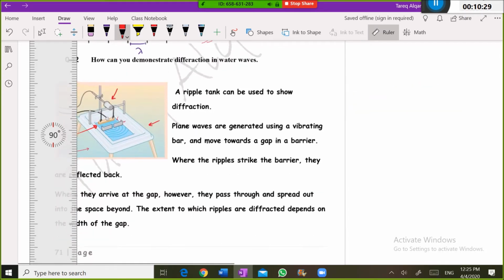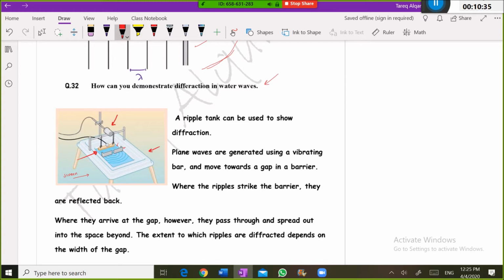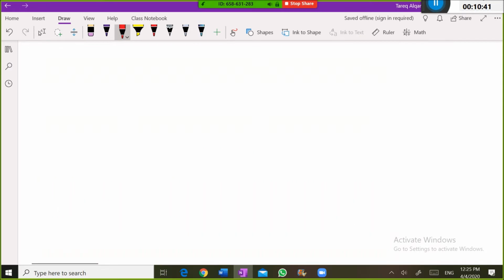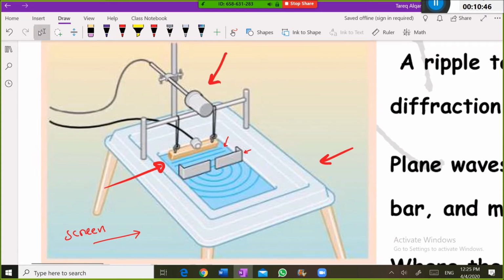And in order to demonstrate the diffraction wave fronts, we have to use what? A ripple tank. This is the ripple tank. Here, guys, I will use a plane paddle like this in order to make plane wave fronts, right? These plane wave fronts face a gap like this, so they diffract in a circular shape.